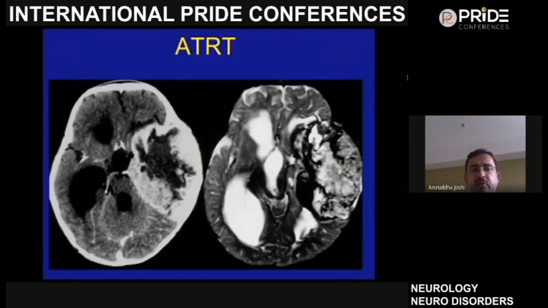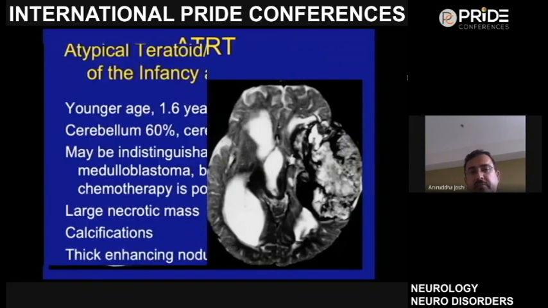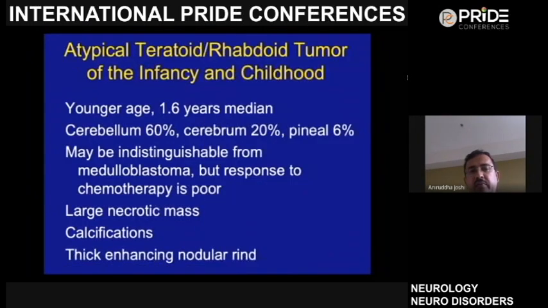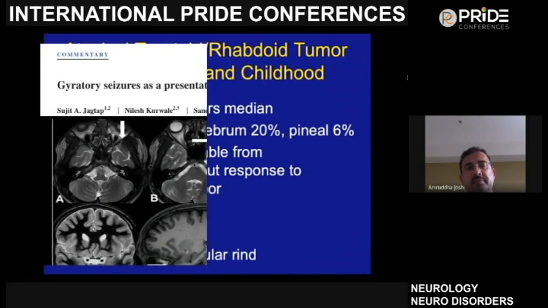So a few large tumors we had found, mainly the ATRTs. These tumors show multiple enhancing areas, the central necrotic areas which are causing mass effects, and there is a midline shift. So these are typically seen in younger age group. The cerebellum involvement is 60%, the cerebrum is 20%, and these are indistinguishable from medulloblastoma, but response to chemotherapy is poor. These are having large necrotic mass, calcifications, and thick enhancing nodular rind.